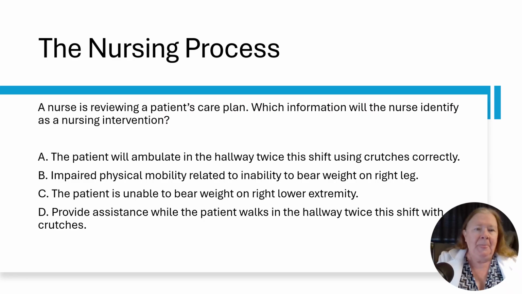Okay, one more. The nurse is reviewing a patient's care plan. Which information will the nurse identify as a nursing intervention? A, the patient will ambulate in the hallway twice this shift using crutches correctly. B, impaired physical mobility related to inability to bear weight on right leg. C, the patient is unable to bear weight on right lower extremity. Or D, provide assistance while the patient walks in the hallway twice this shift with crutches. And we'll give you a minute on this last one to think about it.